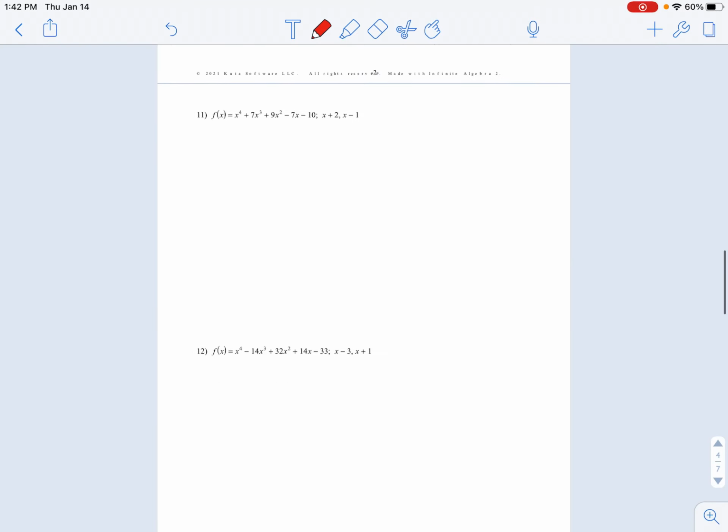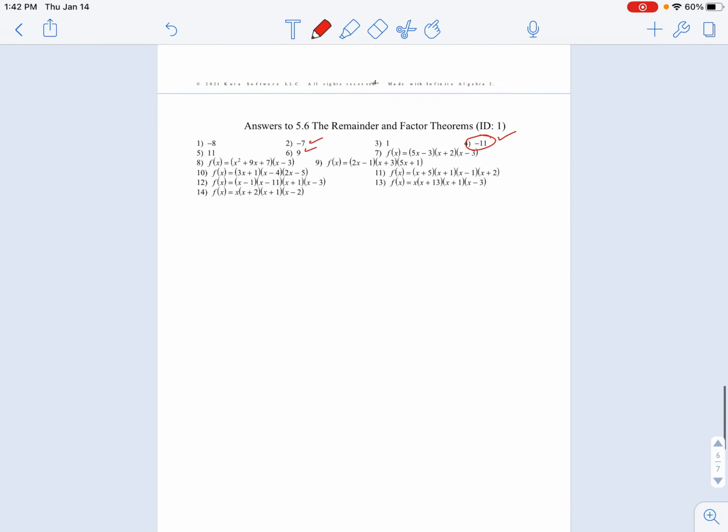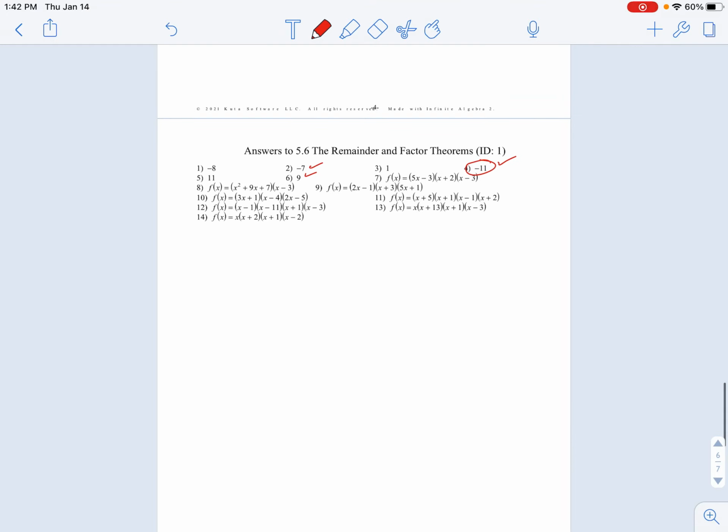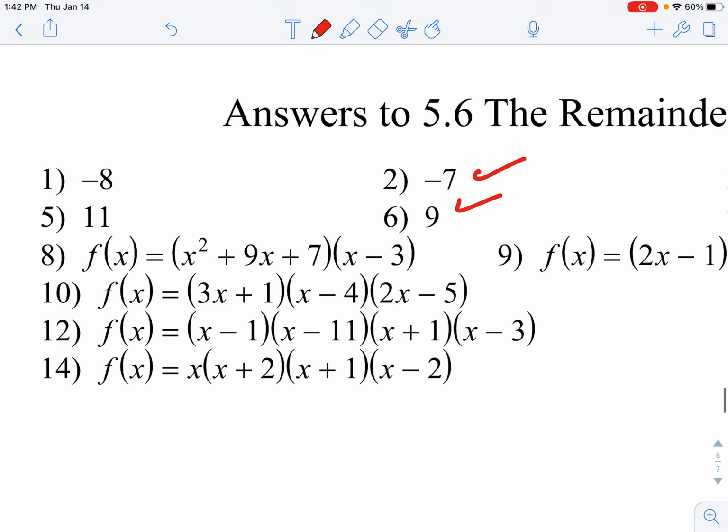Now, give me just a moment. I need to check on something. I need to cheat and look at the answer a little bit. Okay, you see that answer right there? X squared plus 9x plus 7, x minus 3.